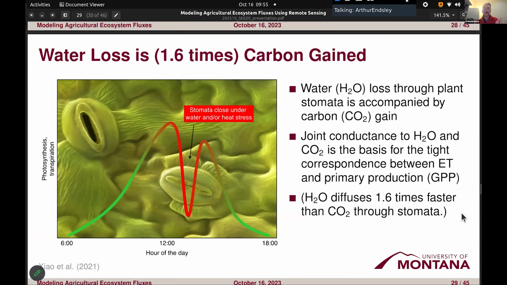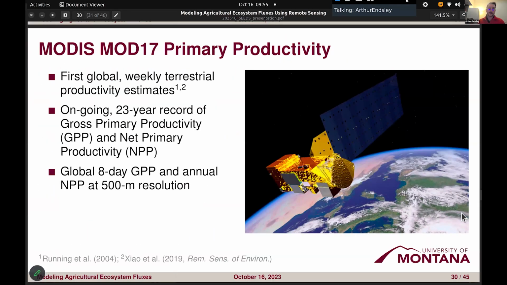Now, I've been talking about water fluxes, but of course, water fluxes in plants share the same conductance pathway. It's these plant stomata, depicted in this micrograph on the left, through which water leaves plants and carbon dioxide is able to enter plants. So this joint conductance to water and carbon dioxide is the basis for the tight correspondence between evapotranspiration and what are ultimately given as estimates of yield or production. And so I want to transition to talking about productivity models.